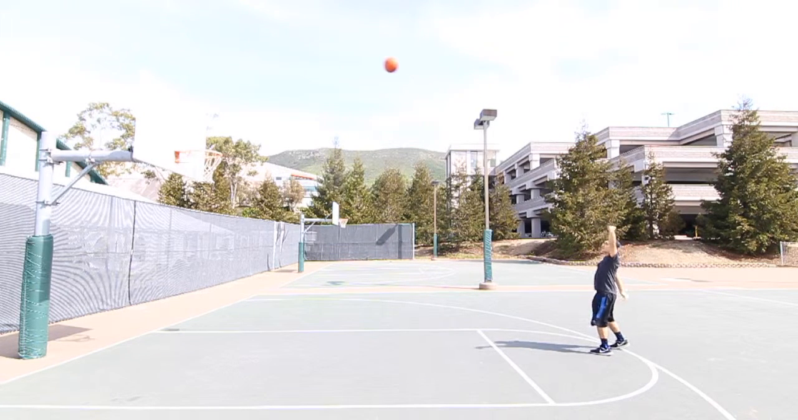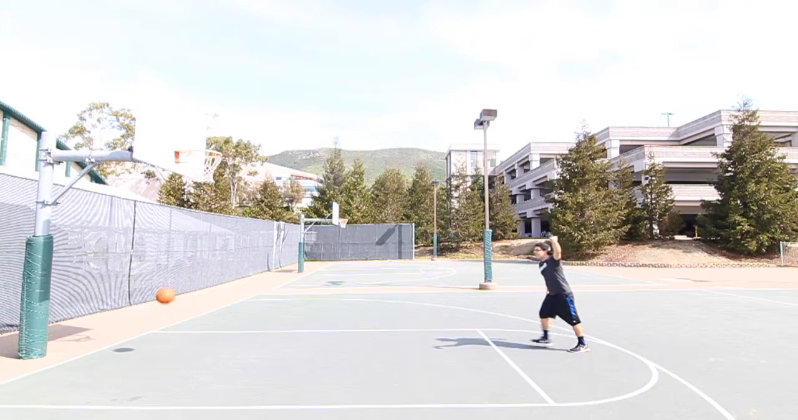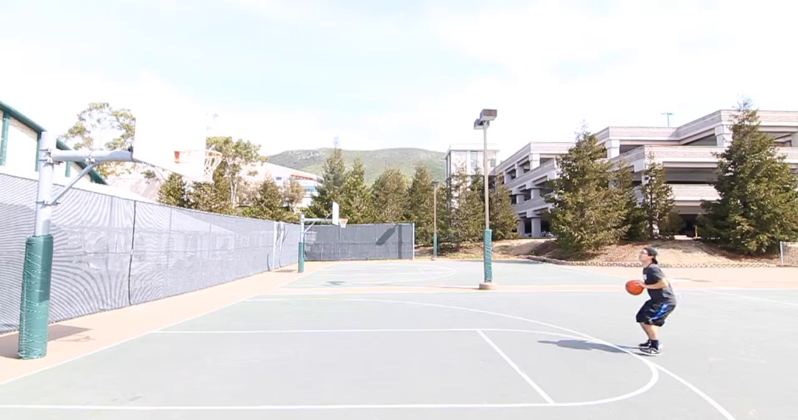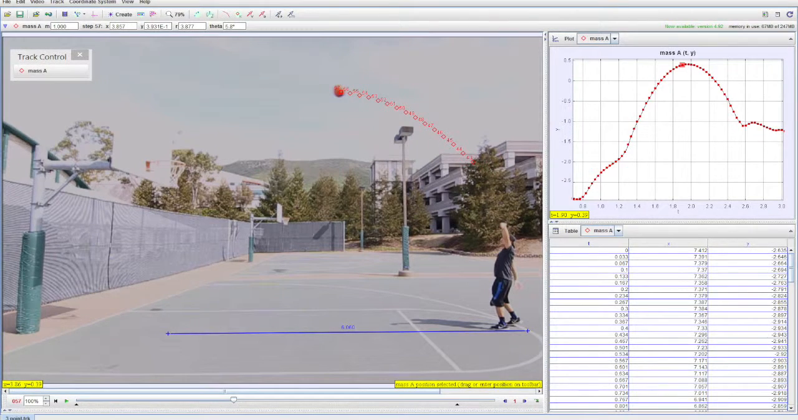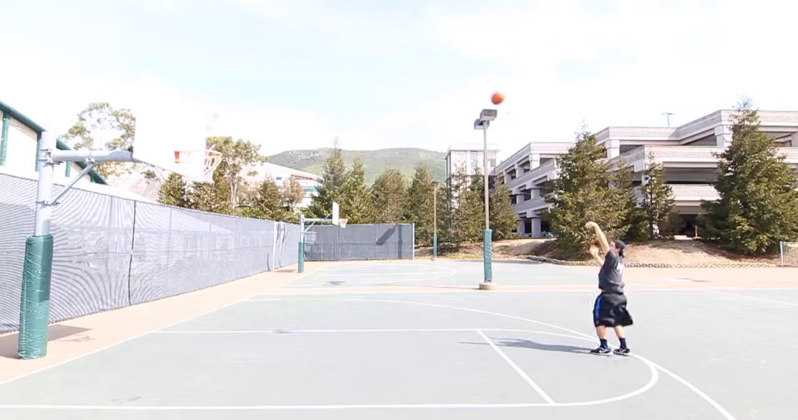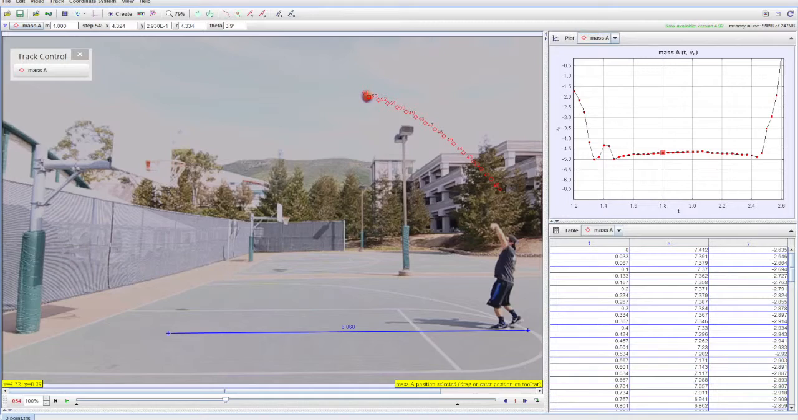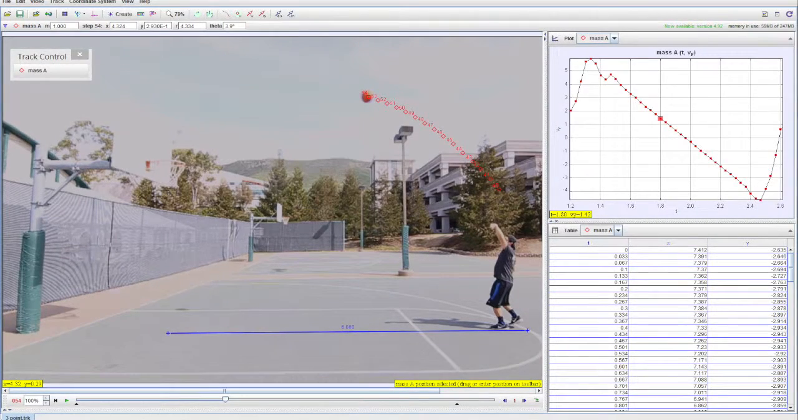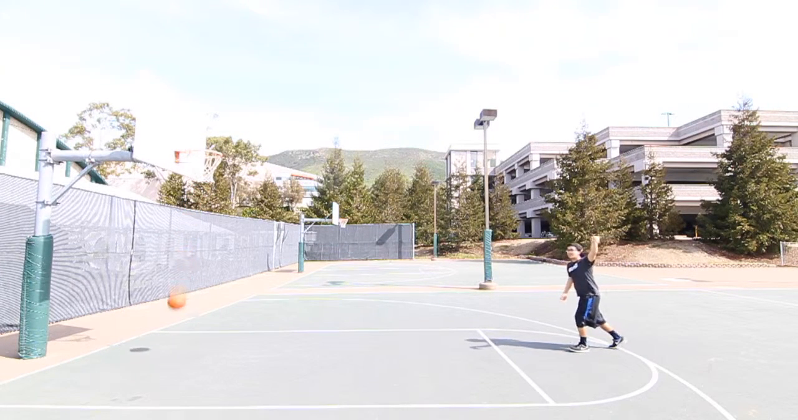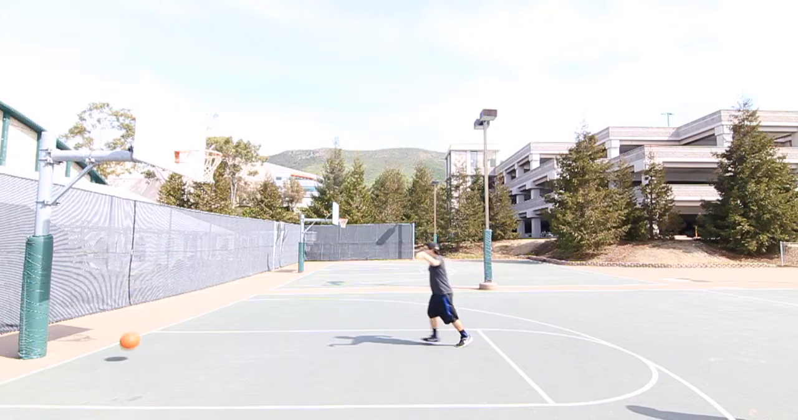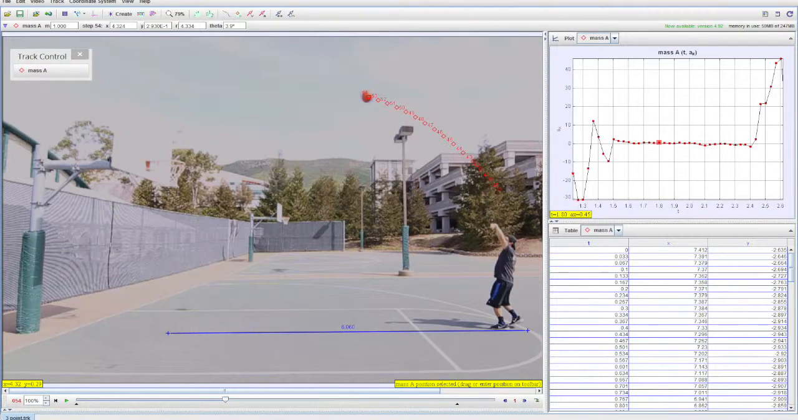For the three-point shot, he is farther away from the basketball hoop, so it requires more work to get the ball into the hoop, which also requires more power. The graphs that Tracker provides for this shot are very similar looking, especially in slope, but the values are different. If you want to see for yourself, pause the video at each graph. This trend continues for the acceleration graphs as well.